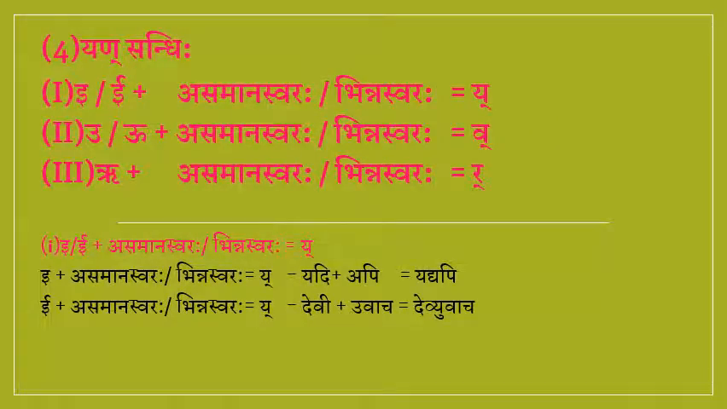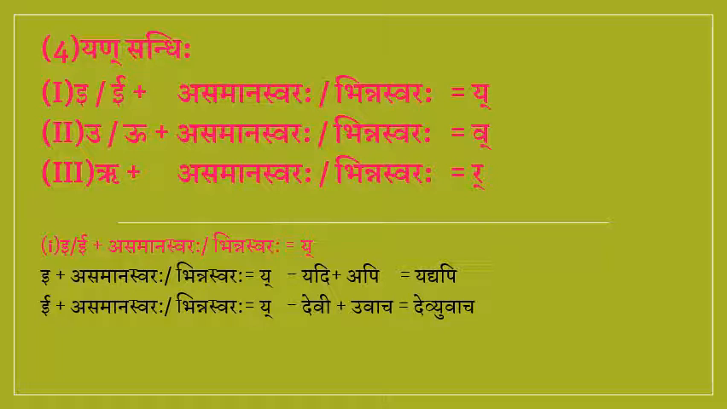Now the fourth Sandhi is the Yana Sandhi. In Guna Sandhi and Vriddhi Sandhi, we saw that on the left side the words end with A or Aa. Now here, the left side can end with E, O, or R. But what is it? The right side is asamana swara or bhinna swara. What is asamana swara or bhinna swara? If the left side is E or Ee, then on the right side, other than E, any other vowel can come.